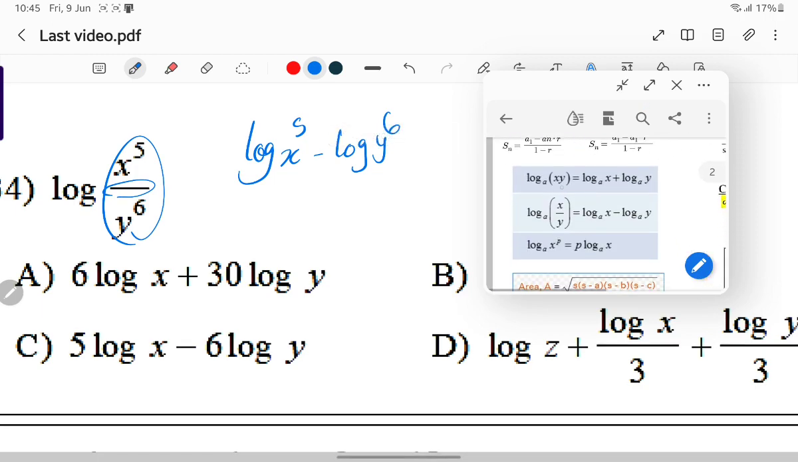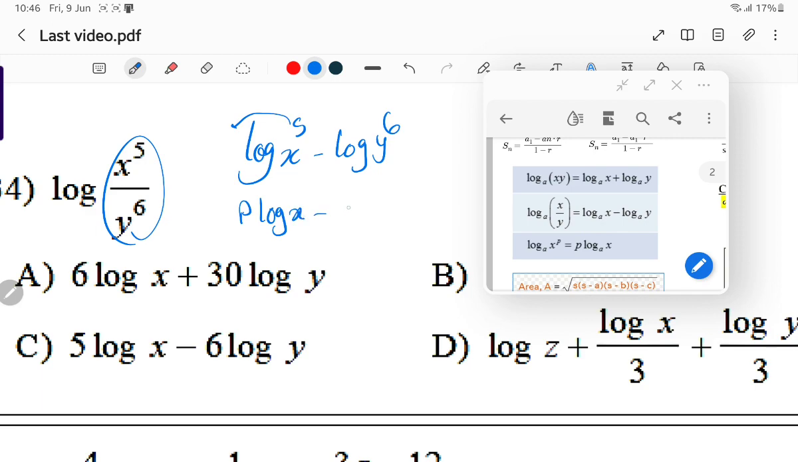Here, when we multiply, we add the two logs. When we divide, we subtract. So we divide, we subtract, and if we have a power like this, we put it p log x minus 6 log y.